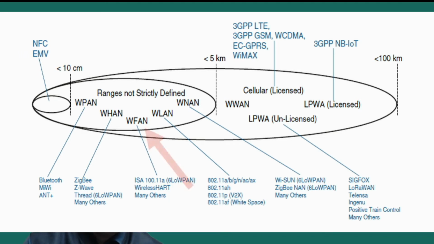Then we have the WFAN, wireless field area network. Then we have the wireless LAN and neighborhood area network, WNAN. All these are in the range of less than 5 kilometers. Then we have the WWAN, wireless wide area network, and the low power wide area network, which is licensed and unlicensed, and even cellular is included here. Here the range is within 100 kilometers.